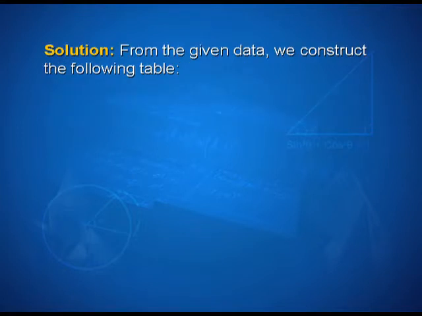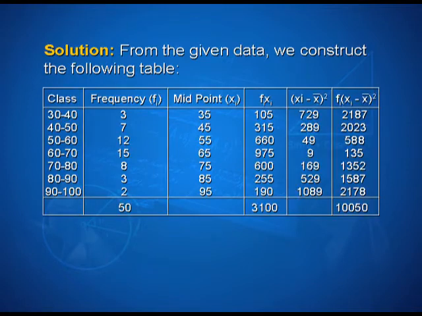From the given data, we can construct the following table. First column shows the class intervals, second column shows the frequency Fi, and then we calculate the midpoints Xi's as 35, 45, 55, 65 and so on till 95. And fourth column shows us the product of Fi and Xi, that is 3 into 35 gives us 105, 7 into 45 gives us 315 and we can calculate in the similar manner and also calculate the sum as 3100.